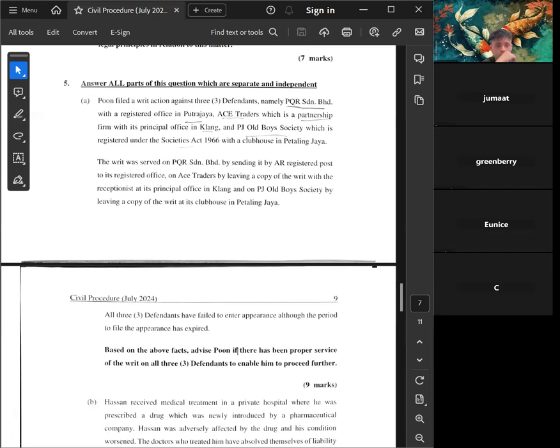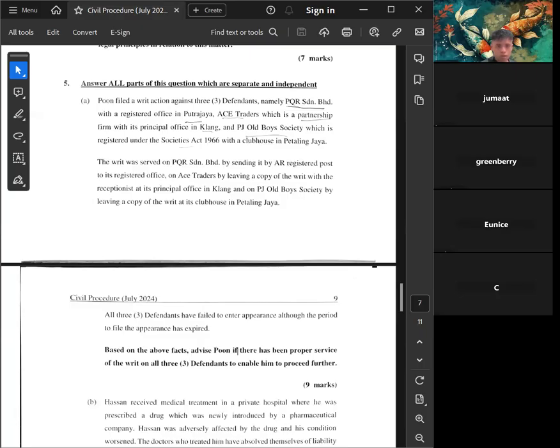Now the third one, PJ Old Boy Society. Looking into Section 62 of your Societies Act 1966, the service is on the public officer or the office bearer. So the public officer, you have to refer to your question number 1. It shows who is the registered officer, which means that the public officer is someone who appears on the ROS. The ROS is the Registrar of Societies. That's saying who is the officer in charge of this society.